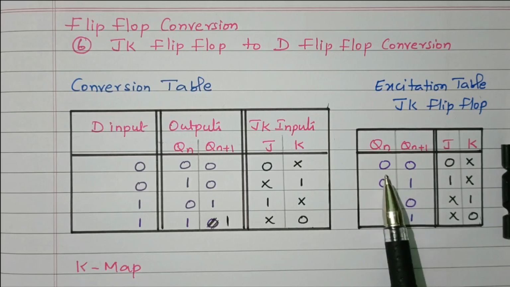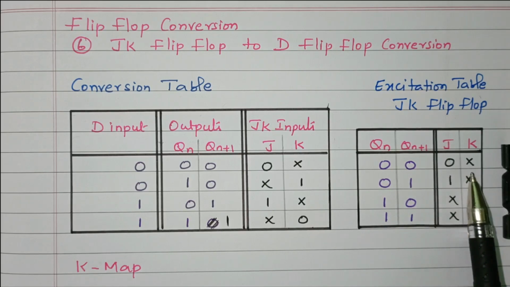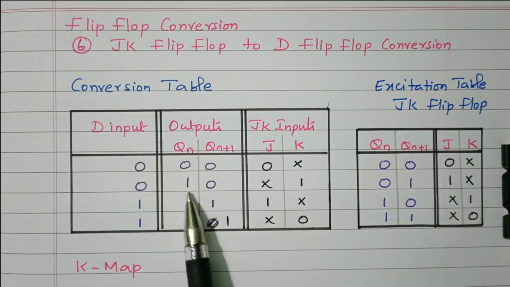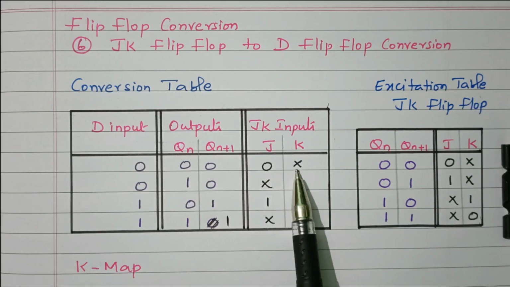0, 0: present state is 0, next state is also 0, which means we need to give the JK input as 0, x. J is 0, K is x. X means maybe 0 or 1, right? So 0, 0 means 0x. See here, 0, 0 means we need to give the JK input as 0x.